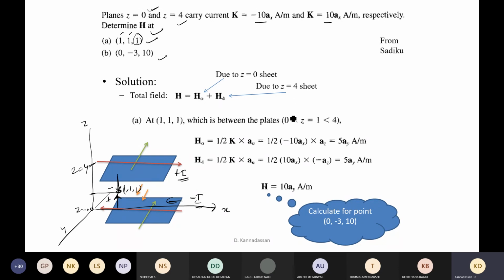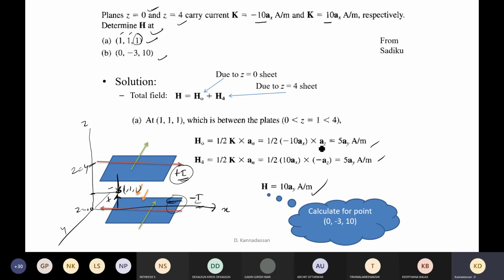By applying this, you will see that at this particular point, the magnetic field due to the z equal to 0 plane and the other plane both have the same magnitude. In other words, they are going to add to each other. You will get a total magnetic field of 10 a_y, along the y direction. That is very, very important.